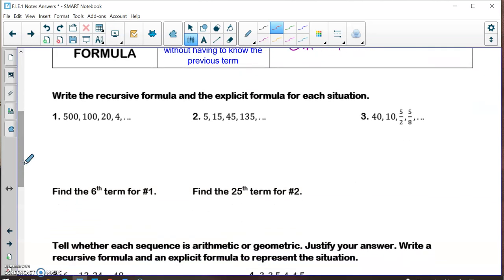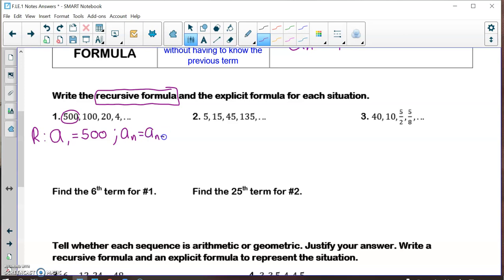All right, so numbers 1 through 3, we want to write the recursive formula and explicit formula. Let's start with the recursive formula. So for number 1, we're going to label our work to say we're doing the recursive formula right now. We would write a sub 1 is equal to the first term of your sequence, which is 500, and then semicolon, a sub n is equal to a sub n minus 1 times your common ratio. Now to find my common ratio, I do my second term divided by my first term, which is going to give you 1/5. So times 1/5.